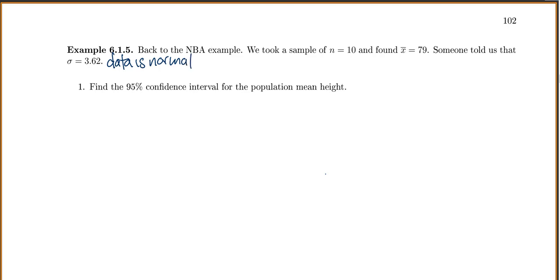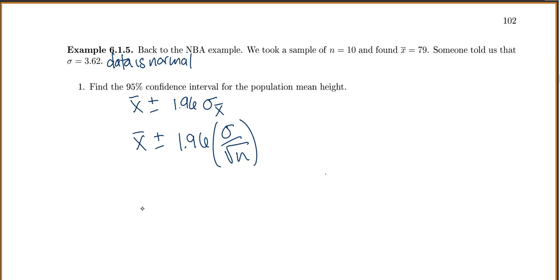So let's find our 95% confidence interval for our population mean height. Up above we found our formula. We said our confidence interval will be x bar plus or minus 1.96 times the standard deviation for x bar. So that would be x bar plus or minus 1.96, and the standard deviation of x bar I could replace with sigma over square root of n.